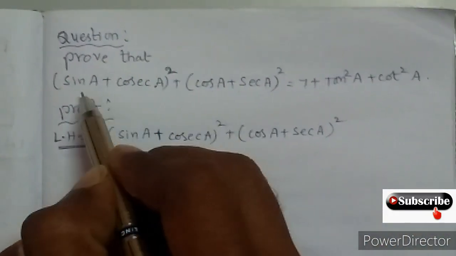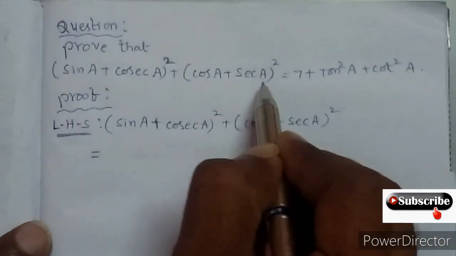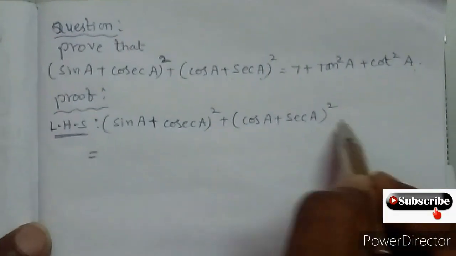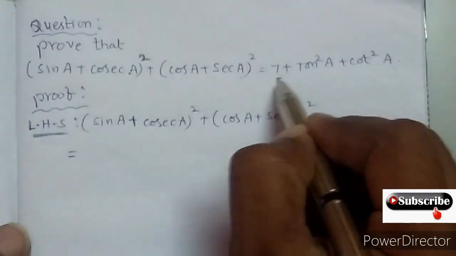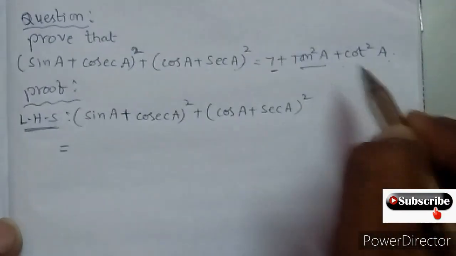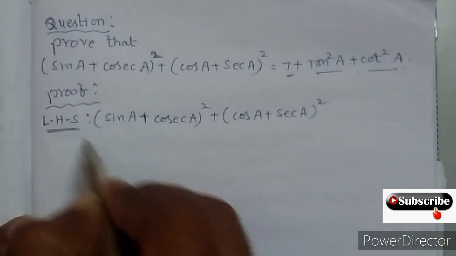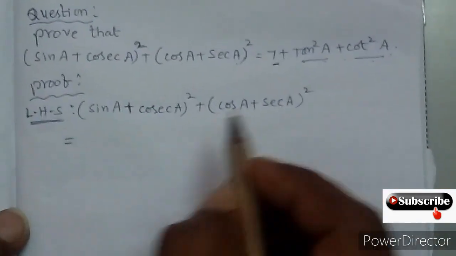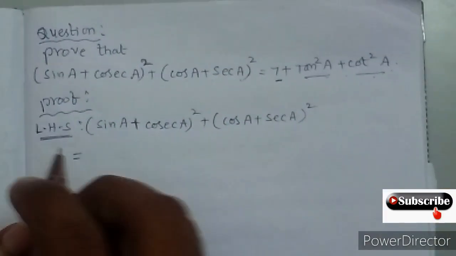So this is an equation. So this LHS value, we have to prove this LHS value equals to this RHS value. So from this LHS value, we have to prove RHS value. In RHS there is one constant, and tan square A is there, and cot square A is there. That means from this LHS value, we have to get this constant and these two terms. Let us see how we will get these RHS values.